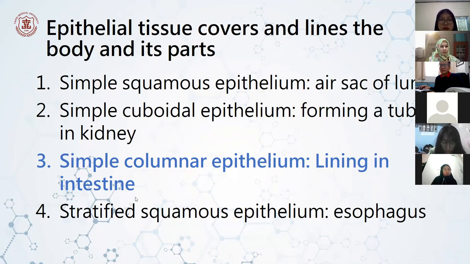Stratified means multi-layer. The squamous epithelium is located in this region. The cells are easy to die, and they need to proliferate to replace the upper layer. So the stratified squamous epithelium is located in the esophagus. So in the GI system, in the intestine, the epithelium is a simple columnar epithelium.